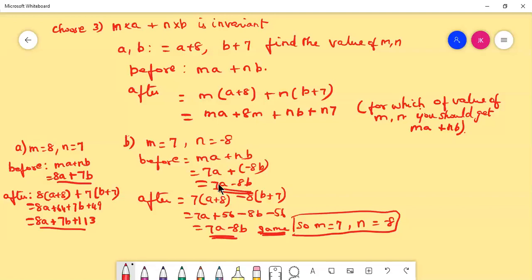So I'll get my answer as m is 7a minus 8b. This is before. After substituting, 7a plus 56, 7 8s are 56, minus 8b minus 56. Can you understand? So when I simplify this, I get my answer as 7a minus 8b, which is the same in both the cases. So my value of m is 7, and n is equal to minus 8, which is the right choice for this.